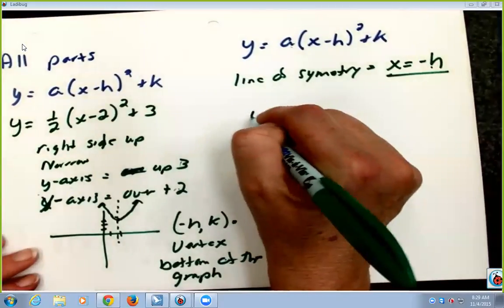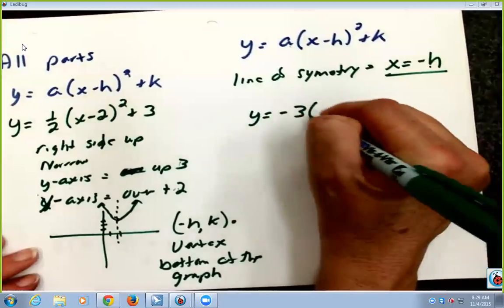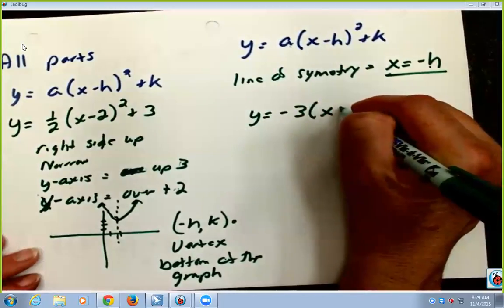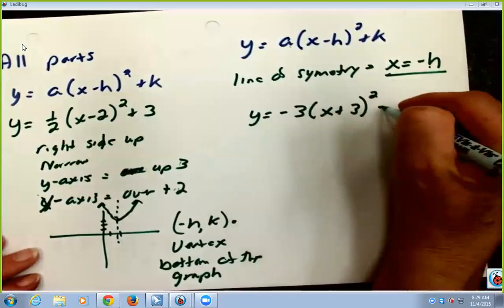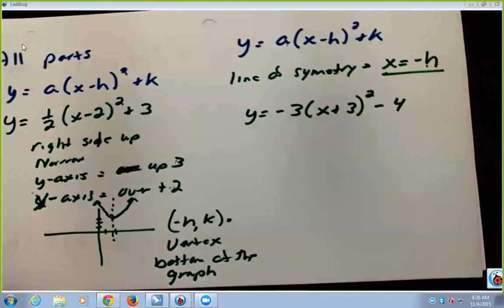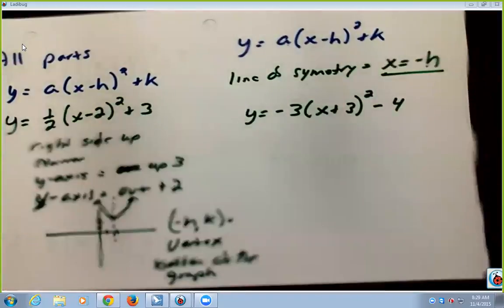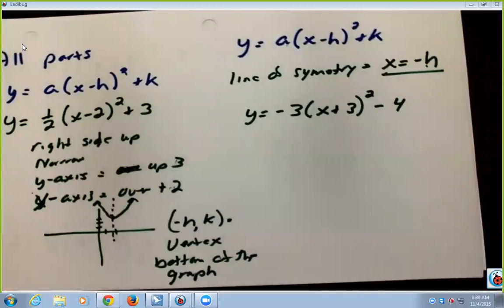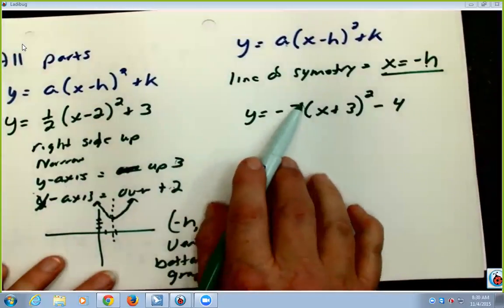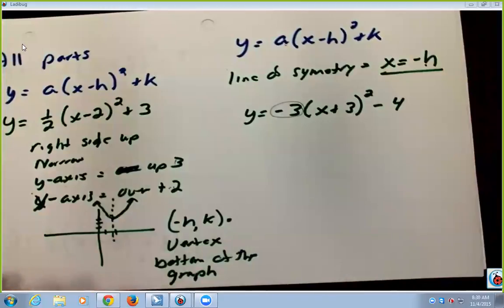So let's say we had this one, y equals -3 times (x + 3) squared minus 4. Let's see what we can come up with out of this one. If it's in this format, what can we get? Is there anything we can get out of it? What does it show me? We just start at the left and work our way across and see what we gather out of this whole graph. This -3 out in front tells me it's right side up or upside down.